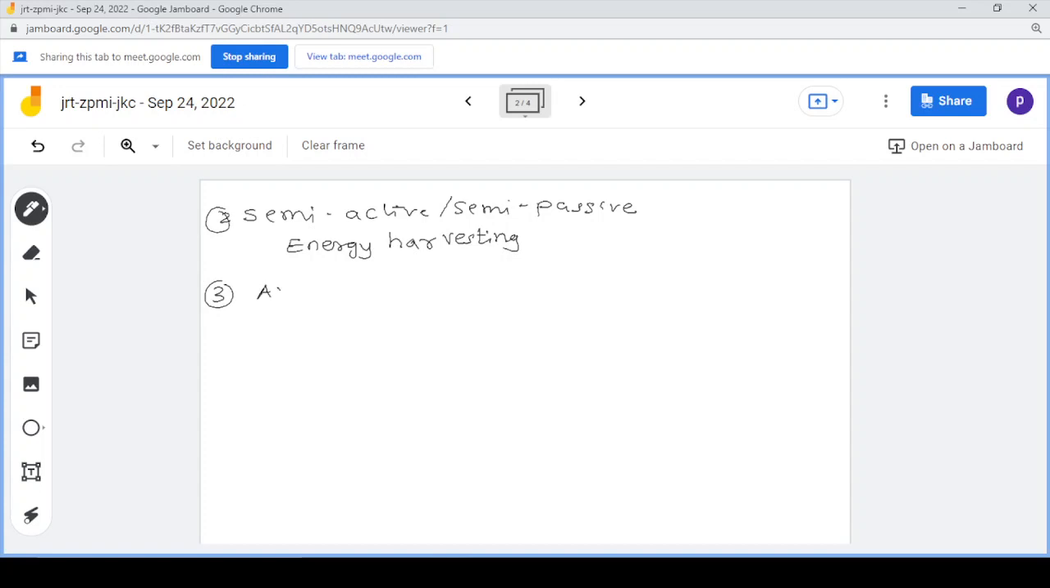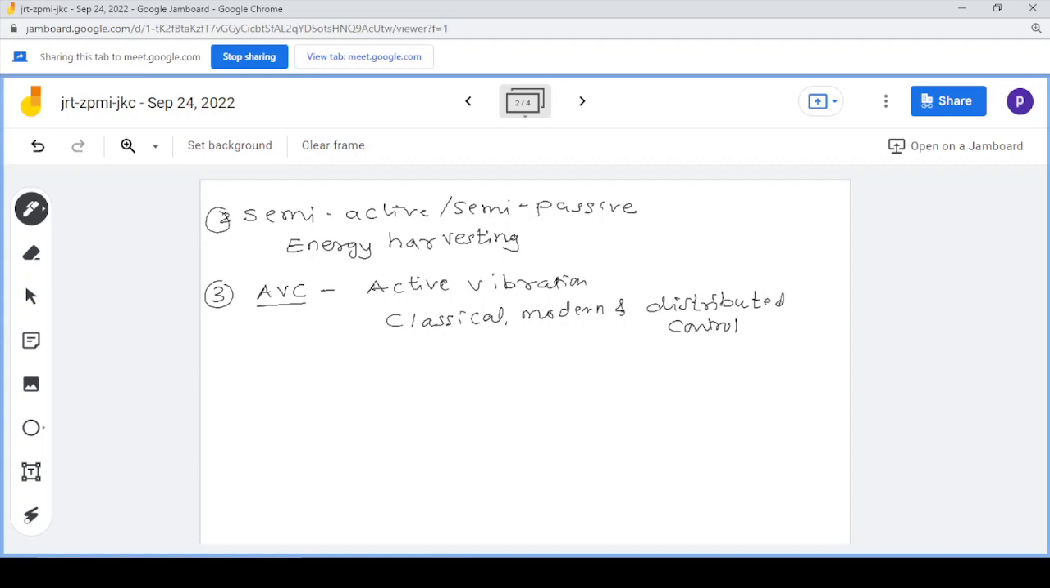What do you mean by active vibration control? This active vibration control involves the classical, modern, and the distributed control. We will understand in detail all the contents related to this. What do you mean by this? Classical, modern, and the distributed control. First, look at what the contents are.